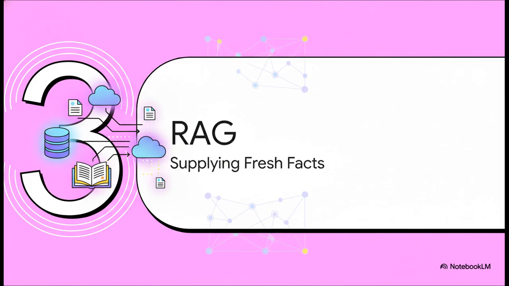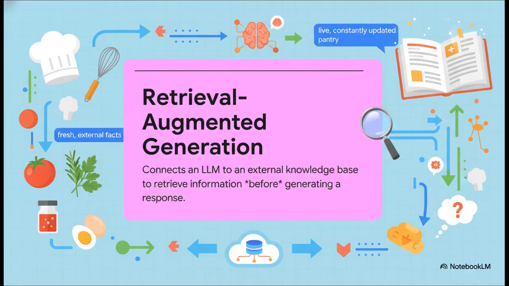Okay, but what happens when giving instructions isn't enough? What if your model needs to know things it was never trained on, like today's news? Well, that's where our next tool comes in, Retrieval-Augmented Generation, or as everyone calls it, RAG. So if prompting was like giving the chef a recipe, RAG is like giving that chef access to a live, constantly updated pantry. Think about that. Instead of just using the ingredients they have memorized, they can now reach out and pull in the absolute freshest, most relevant facts for every single dish they make.